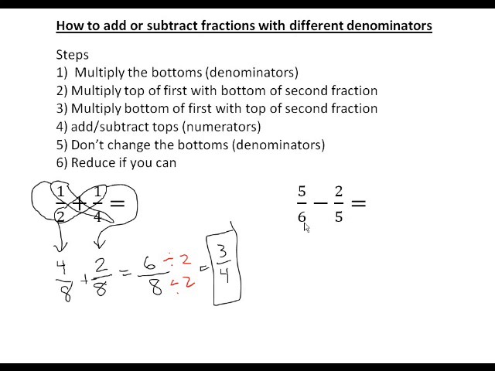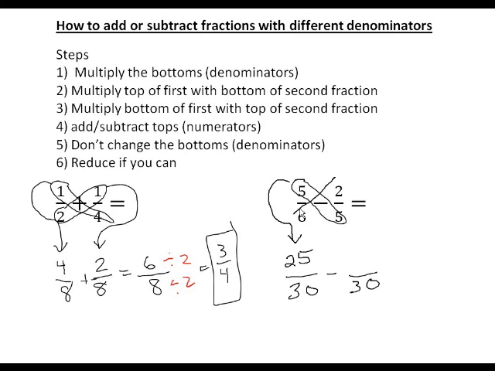Step number 1, multiply the bottoms. I have a 6 and a 5 on the bottom. 6 times 5 is 30. This forms my two new bottoms. I have a 30, I have a 30, two bottoms of a fraction, and there is subtraction between them. Step 2, multiply the top of the first with the bottom of the second fraction. This forms my new top of the first. 5 times 5 is 25.